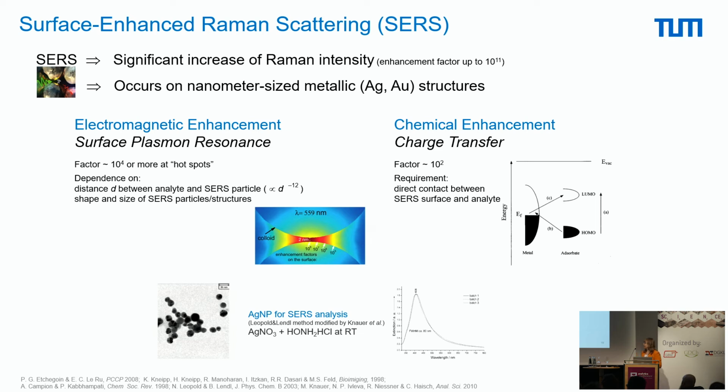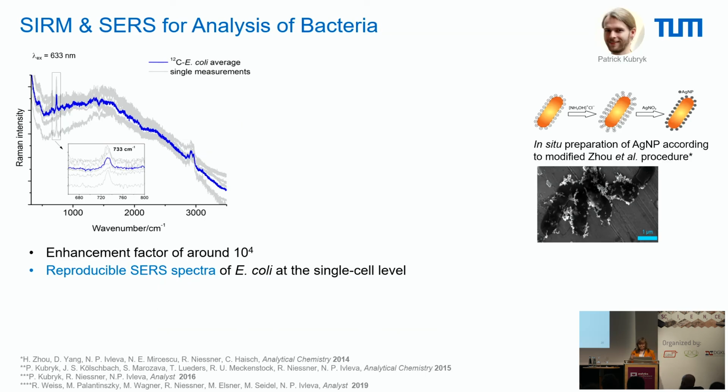And one of the really suitable SERS substrates here is silver nanoparticles, which we produced according to the Leopold and Lendl procedure at room temperature with silver nitrate and hydroxylammonium hydrochloride. But if you ever tried to do SERS, you may know that to get enhancement, it's easy. To get it reproducible, it's really challenging. And it becomes even more challenging if you want to get it reproducible at single cell level.